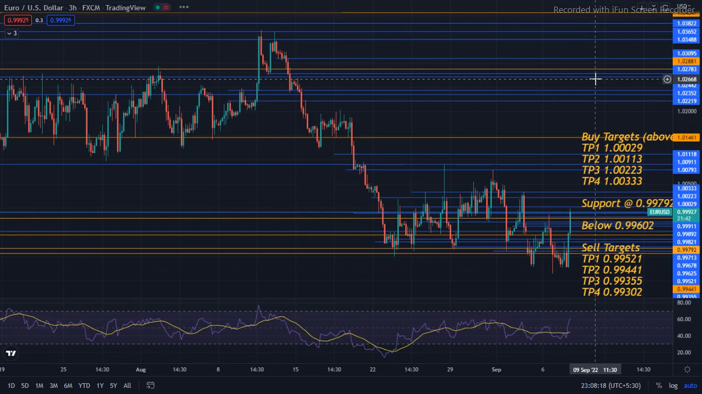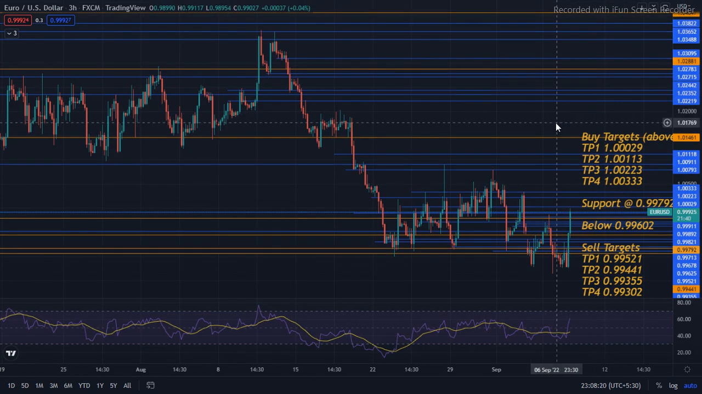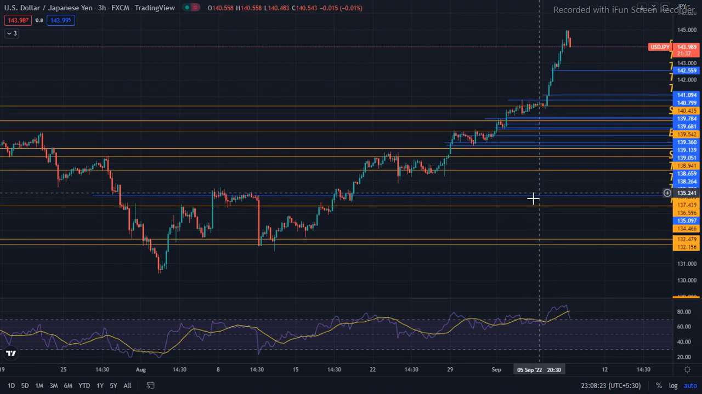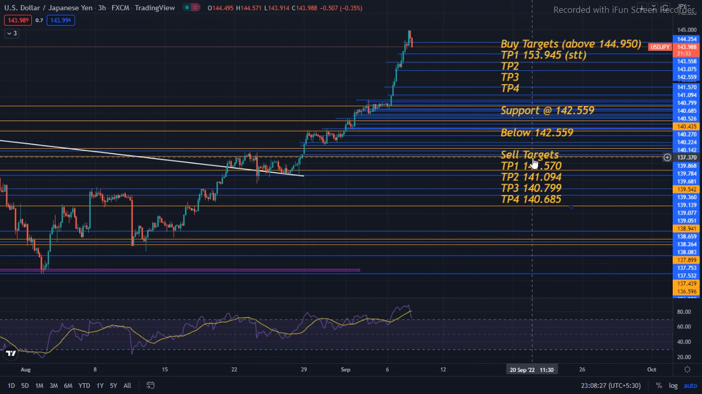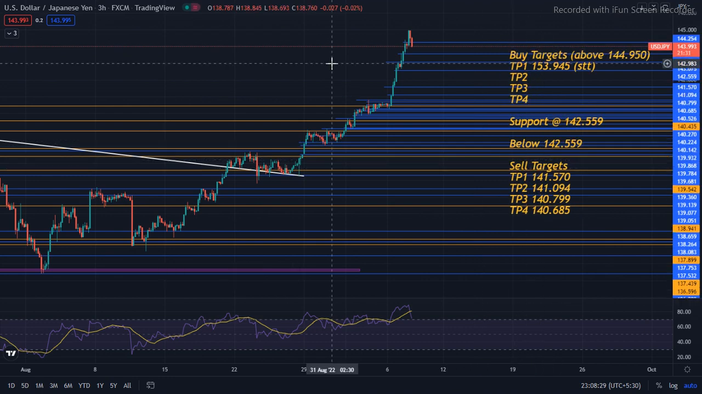Let's move on to the next one. USDJPY already discussed a good rally. Okay, we have some good support levels. Support level now is at 142.599, and below the level of 142.599 with a confirmation we can go for a short trade as well. The levels for shorting will be 141.570, followed by 141.094, followed by 140.799, and the last target being 140.685.